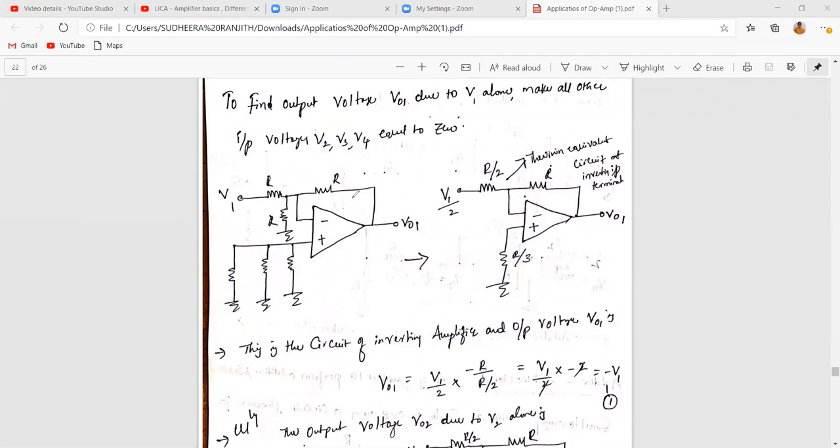Coming to the inverting section, right? If you observe, what is the input to this circuit? Anyone tell me what is the input for this circuit? Is it V1? Tell me, I'm waiting for your answer. Is it V1? What is the input for this circuit? Yeah, tell me.